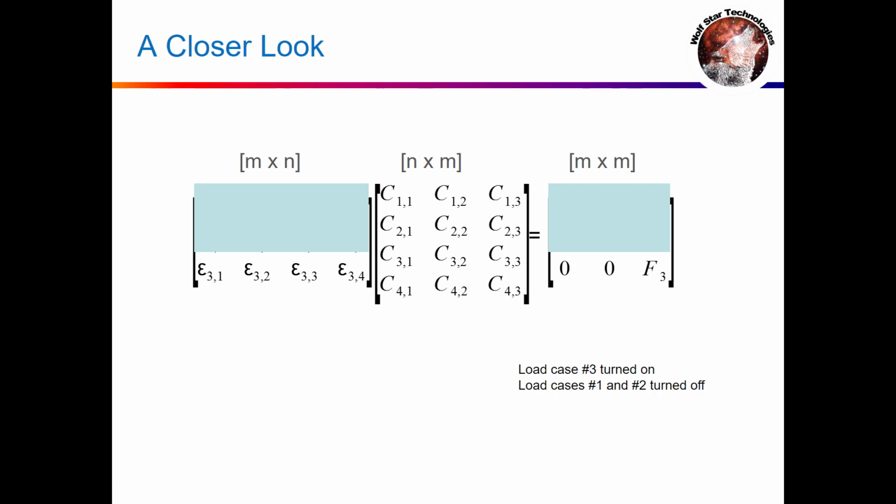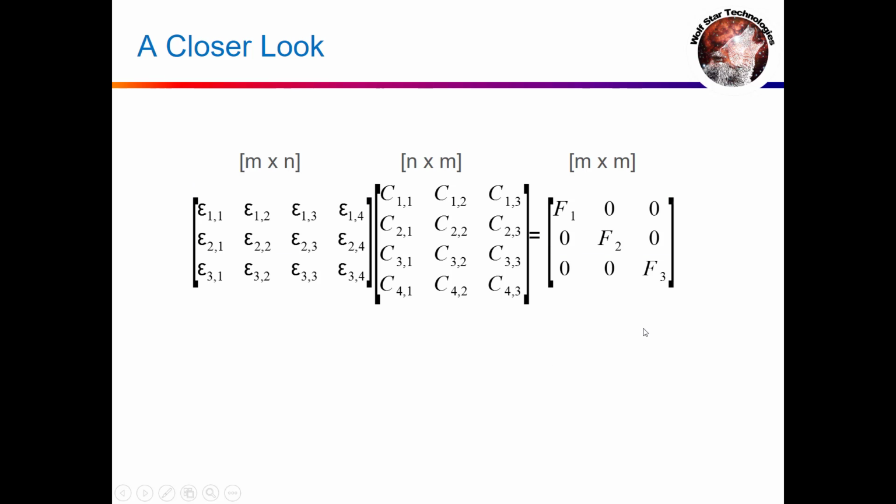And then we do that again for load case number 3. So we've got load case 3 turned on, load cases 1 and 2 turned off, and now we get another unique strain signature for load case 3. So now we've got 3 unique strain signatures for 3 unique load cases. This is a well-behaved linear system.